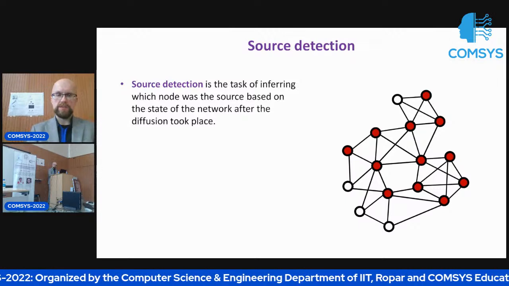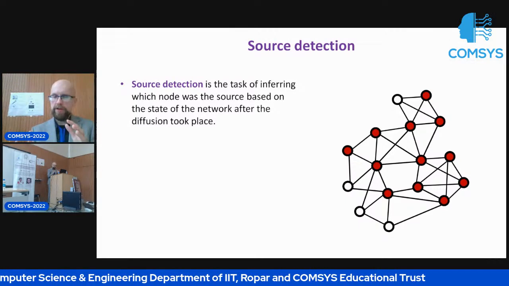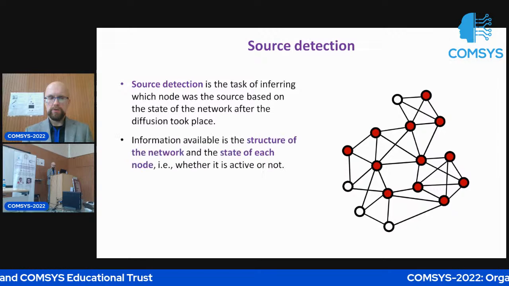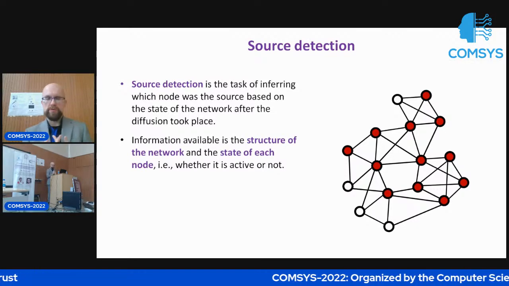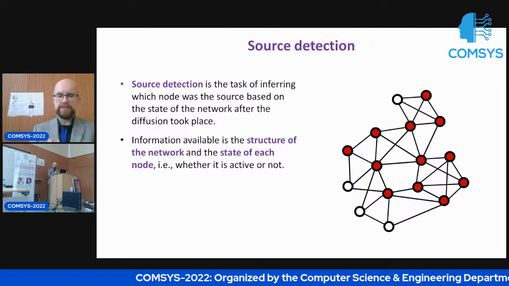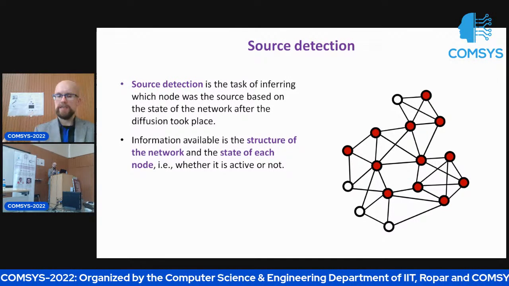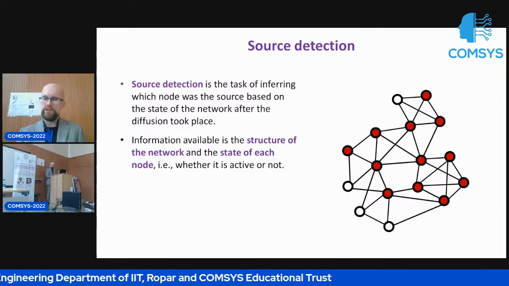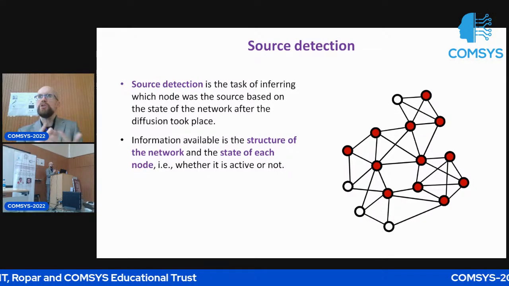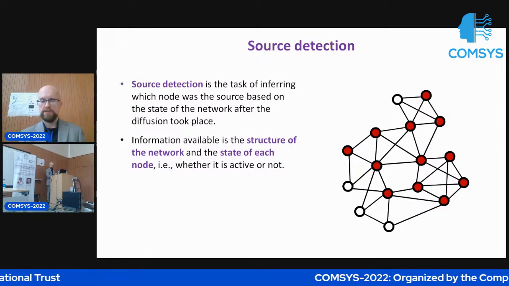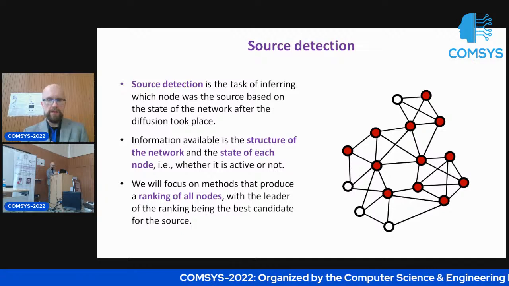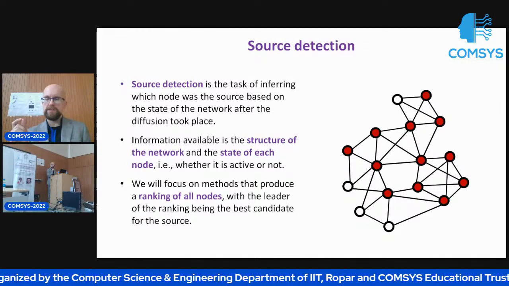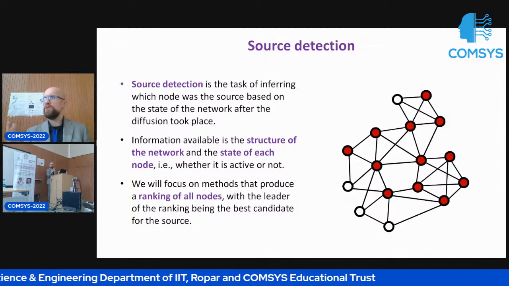Okay, so what is source detection? Source detection is the task of inferring, based on the end state of the process, which node was the source of this process. So I assume that the information available to me is only the structure of the network and the end state of each node, that means whether the node is infected at the moment or not. So I come at the very end of the process, I look at what happened, and I ask myself the question: who was the source? In which node of this network did the diffusion start? We'll focus on methods that allow us to rank all the nodes, so I do not only get information on who is the source, I get a ranking of all the possible sources in this network.